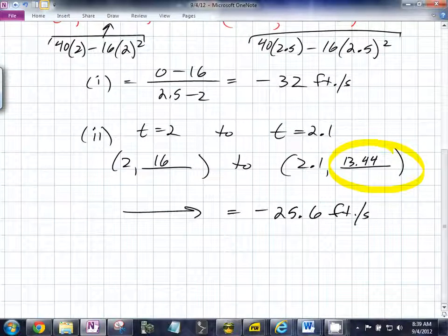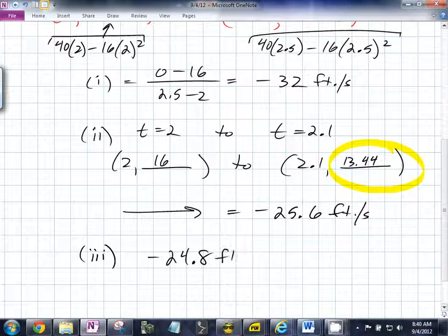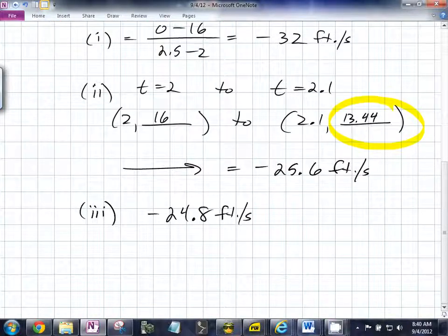Anybody have the answer just for the third one? Anybody have it? 24.8 feet per second. And what does the fourth one come out to be? Negative 24 point what? 0.16 feet per second.